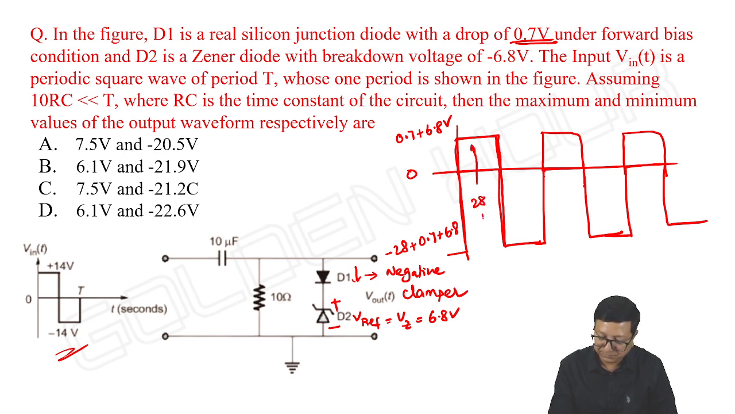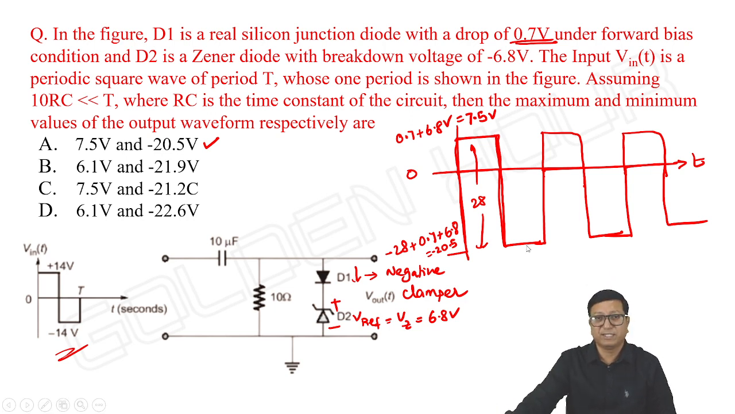That's what I mean. So how much is the value we are getting here? It is 7.5 volt, and here it is minus 20.5 volt. So option A is correct. That's it. A very simple thing. I am directly writing the answer without much explanation.